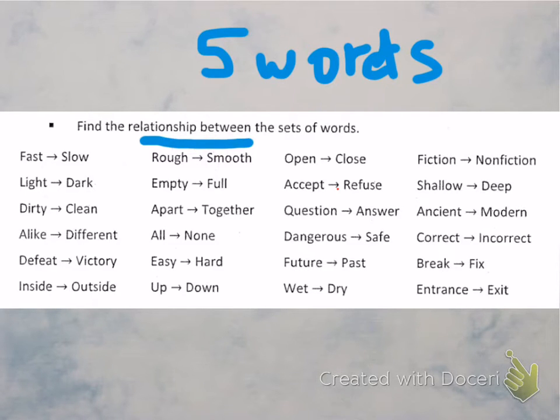If you're wondering what I mean, I'll start with the first one. You can't use that one, but you can put it as an example. If we're talking about fast and slow, we think, what is the relationship between these two? Well, we're talking about speed. One is going really fast and one's going slow. So we're talking about opposites in speed. So I want you to choose 5 other sets of words.